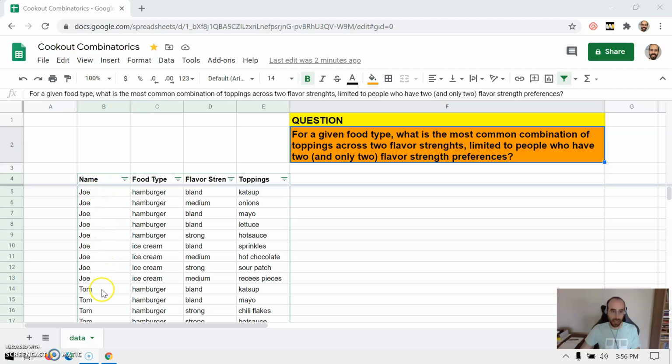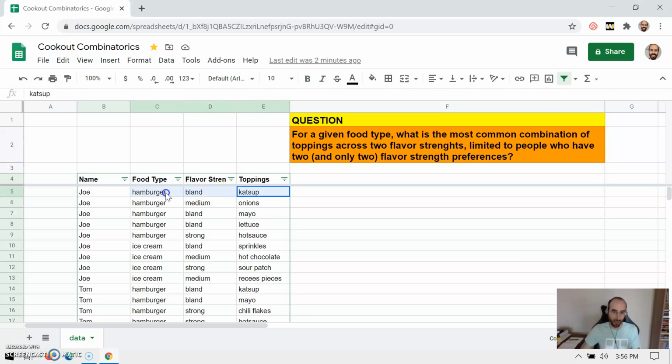You've got a list of names. You've got different food types. You've got different flavor strengths. And then you've got a whole bunch of toppings. In this case, there's only two food types, hamburgers and ice cream. And in this case, there's only three flavor strengths: bland, medium, and strong.